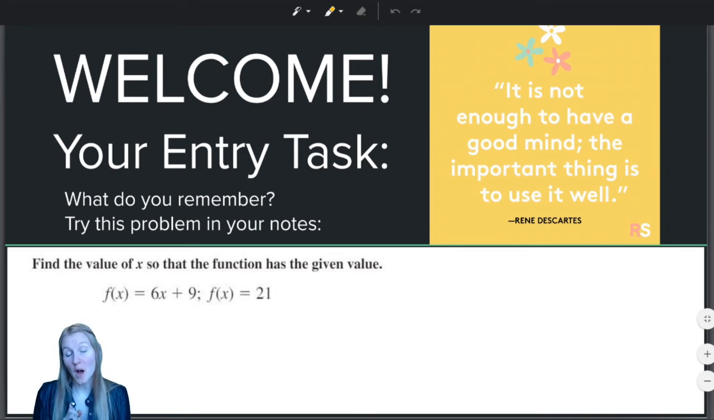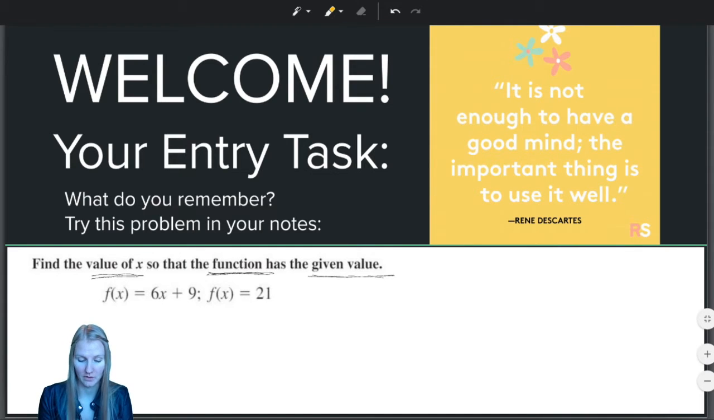You know what to do. Pause the video and try this problem in your notes, and then unpause it to do it with me. Okay, find the value of x so that the function has the given value.